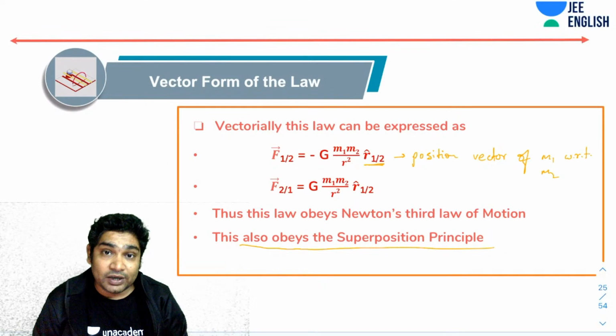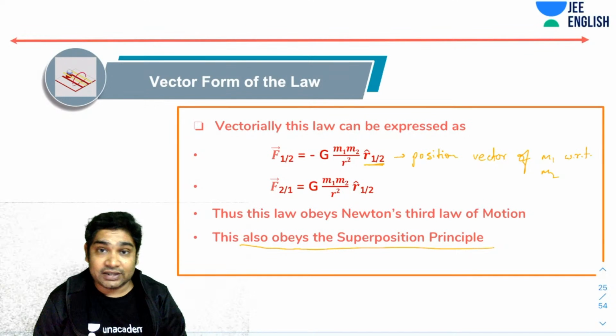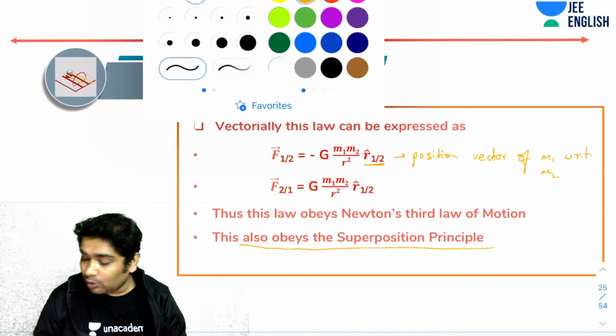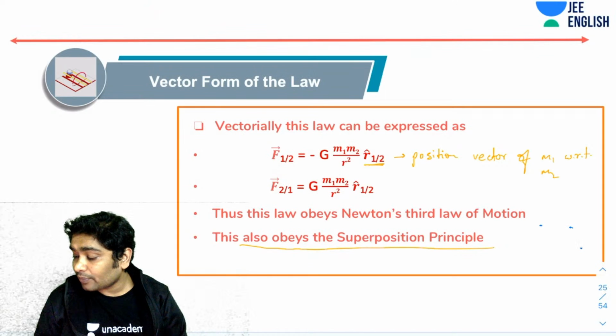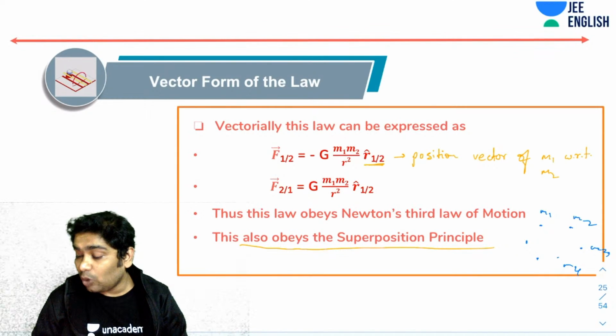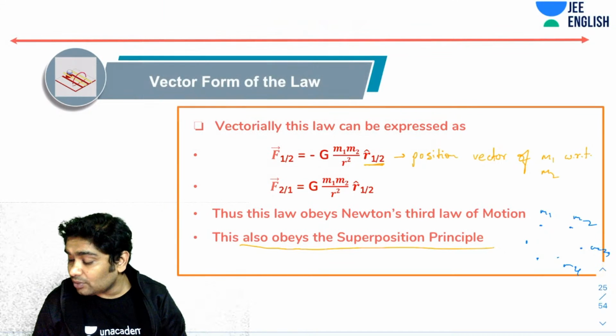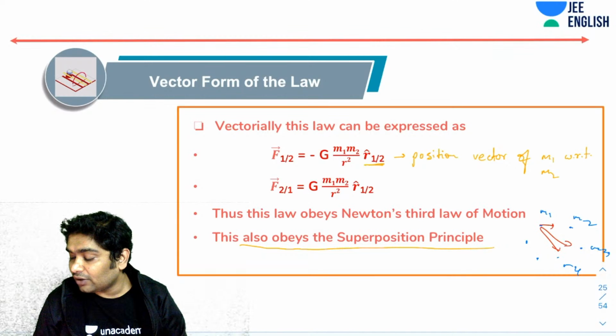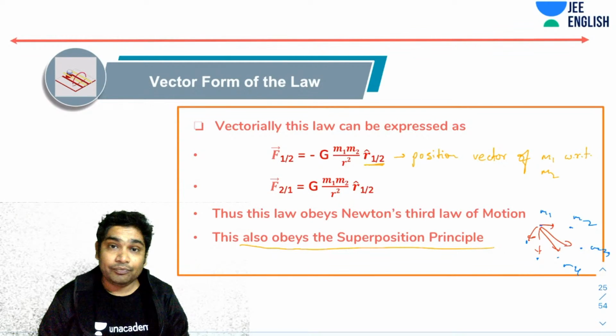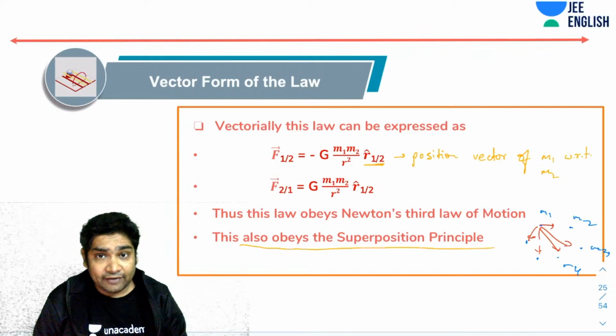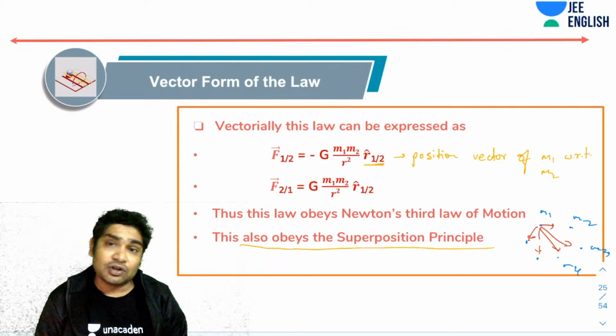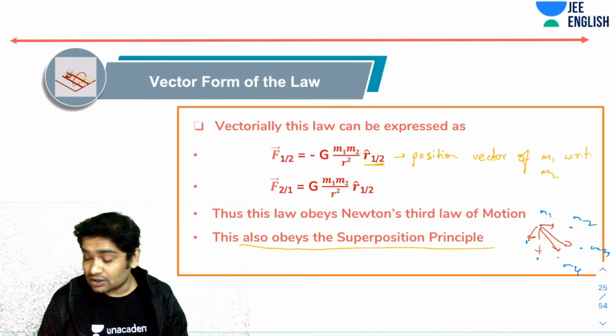This law was only defined for two point masses interacting with each other. In case you have multiple point masses, m1, m2, m3, m4, and so on, and you're finding the net force on m1, then all you need to do is find the forces due to individual masses, due to m2, due to m3, due to m4, and so on, and vectorially add them. The net force would be the superimposition of all the individual forces. That is what the superposition principle says.